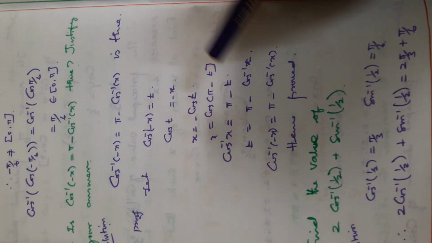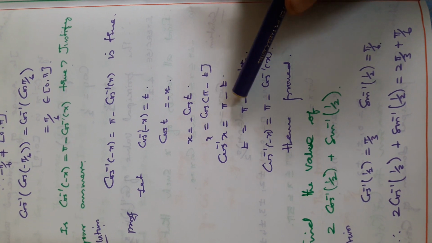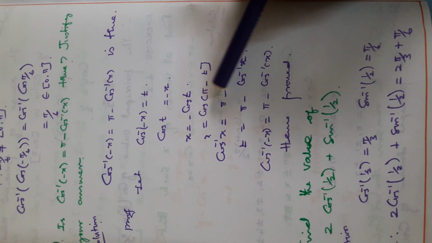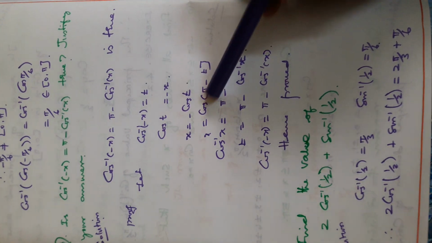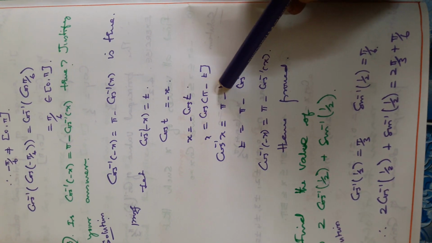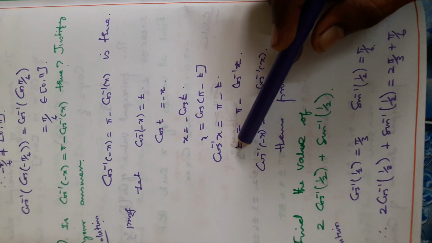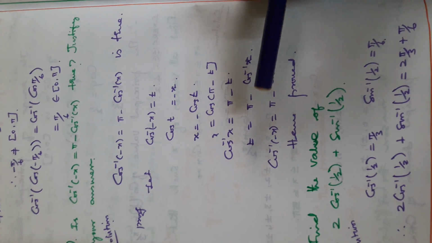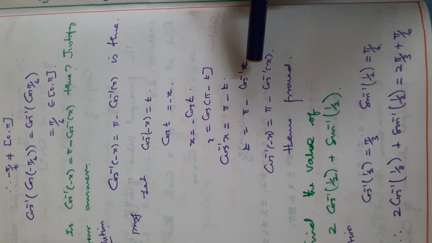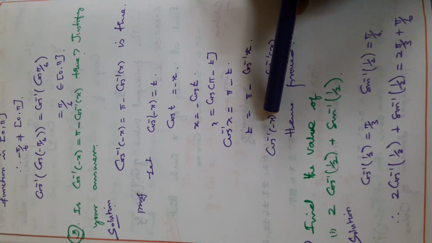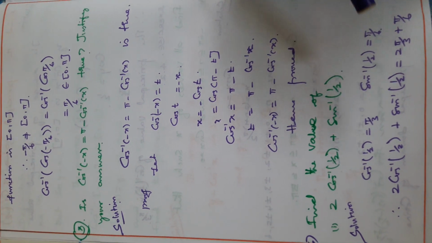So t equal to pi minus cos inverse x. What I am doing is interchanging t and cos inverse x. The minus becomes plus and the plus becomes minus. So your t value is nothing but cos inverse of minus x, which is equal to pi minus cos inverse of x. Hence your question is proved, right?